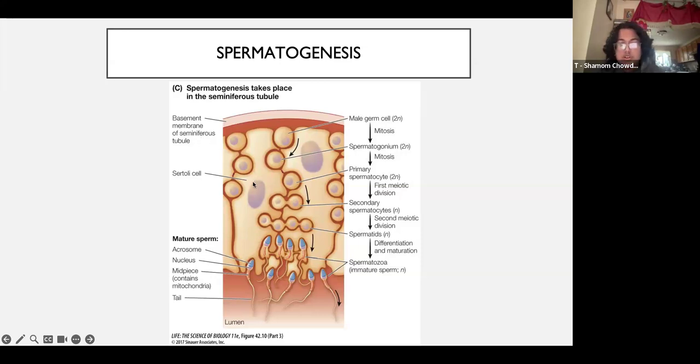And then Sertoli cells are important. Sertoli cells basically help cushion the sperm cells as spermatogenesis occurs. They also provide nutrients and help make sure there's a proper environment for these sperm cells to eventually mature, or for spermatogenesis to occur. So Sertoli cells are really important as they once again help provide the right environment.